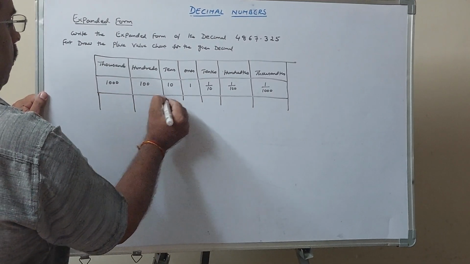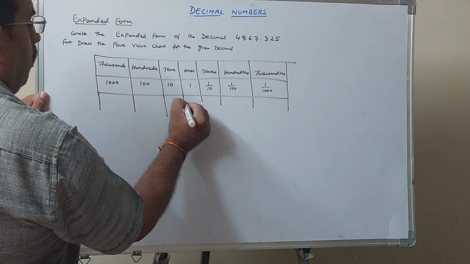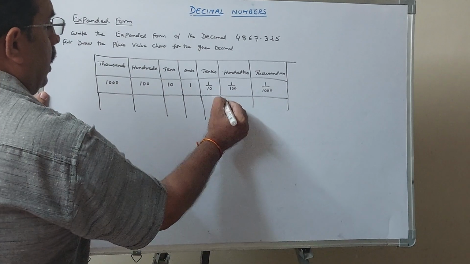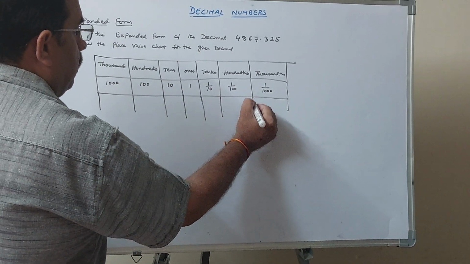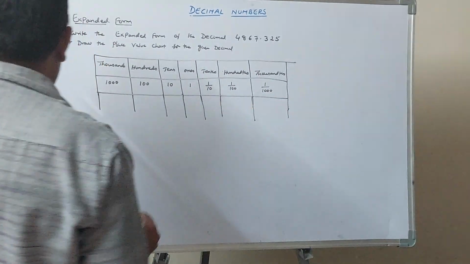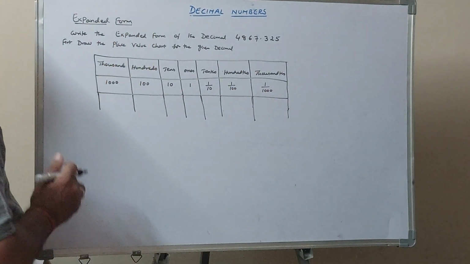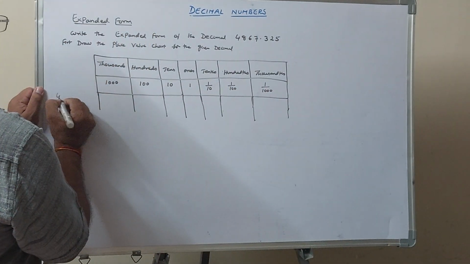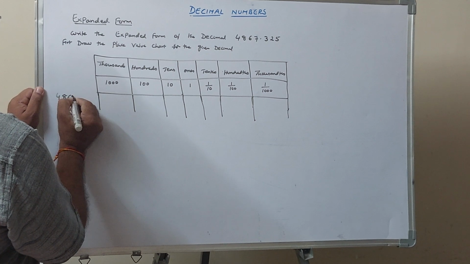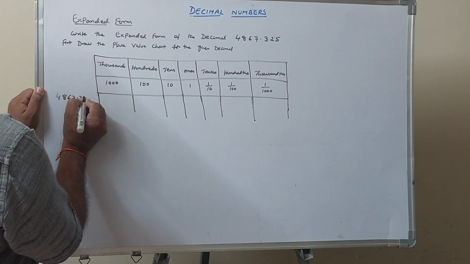Now write the decimal given in the question. See, this is 4867.325.